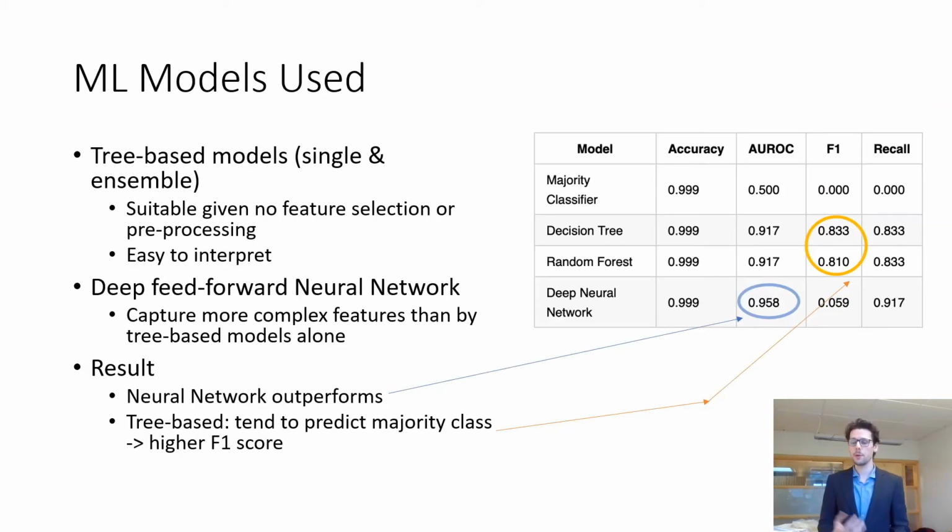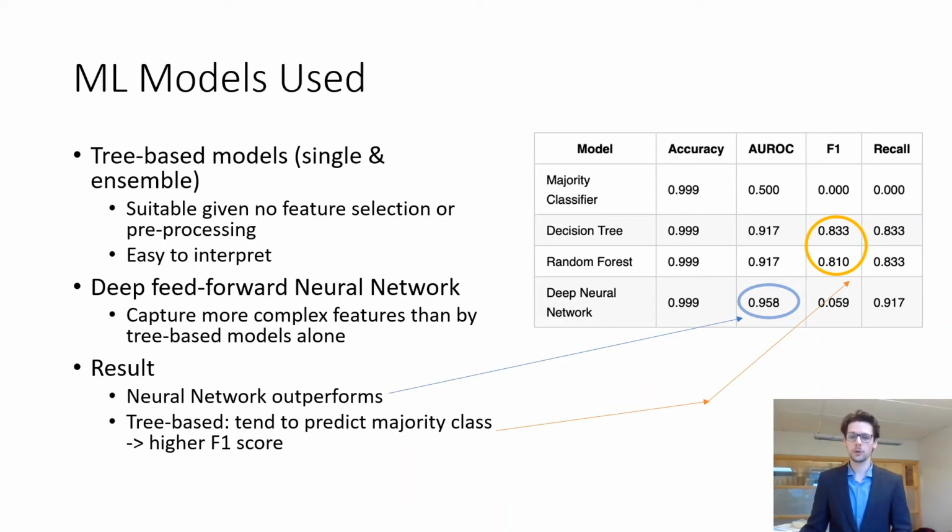On the one side, tree-based models, single and ensemble. These are especially suitable when you have no previous feature selection or pre-processing, and they are comparatively easy to interpret. We also used a deep feed-forward neural network, which is able to capture more complex features than the tree-based models alone. And the results you see on the right side.